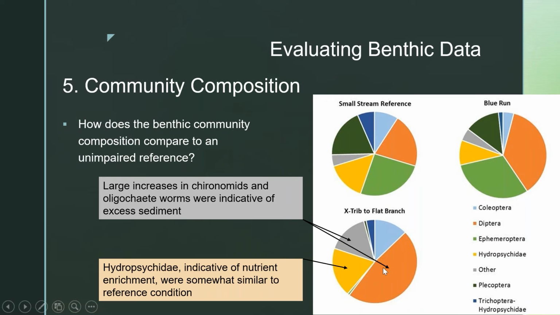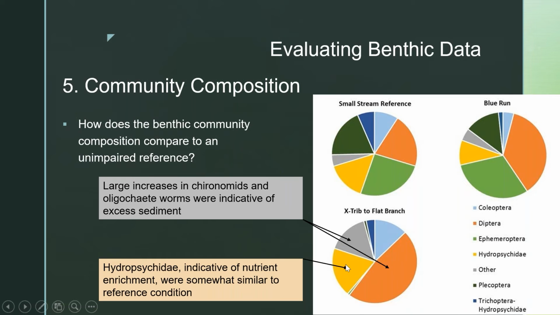So here we've got a system that's dominated almost 50% by Chironomids and another 20–30% by oligochaete worms. Well, what are the conditions that those organisms like? Those organisms like sediment-rich conditions. And so that gives us an indication that sediment may be a particular stressor in this stream.